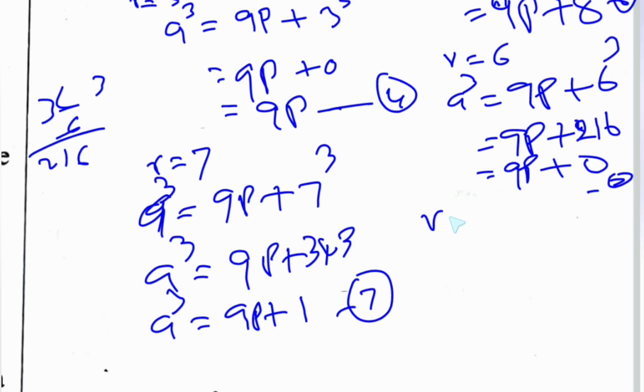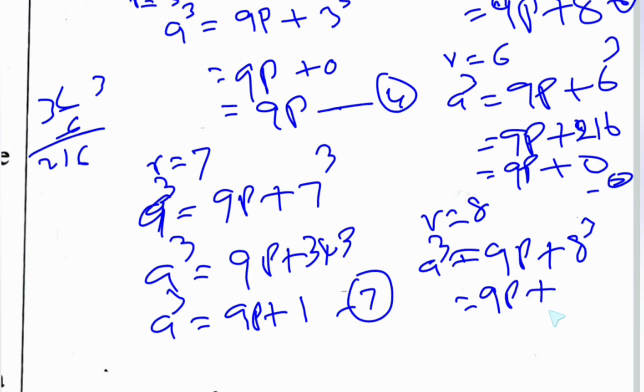The last one is r equal to 8, and a cube is equal to 9p plus 8 cube, that equals 9p plus 8 cube, 64.